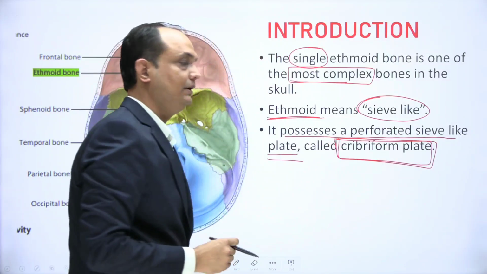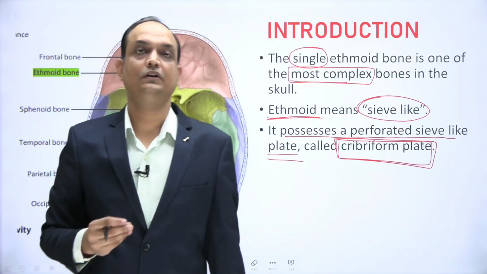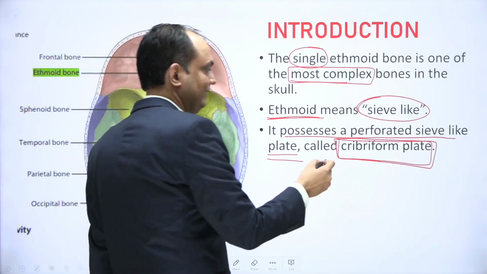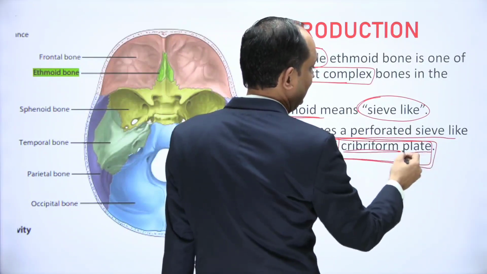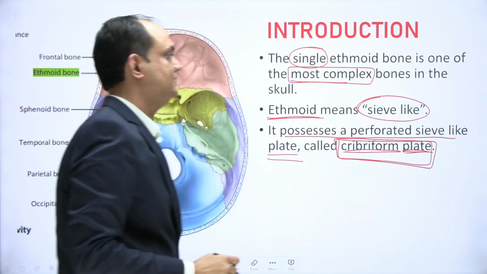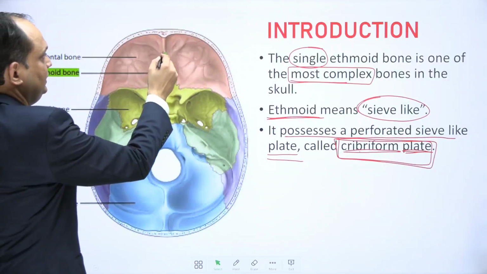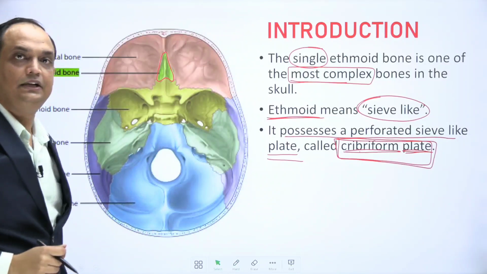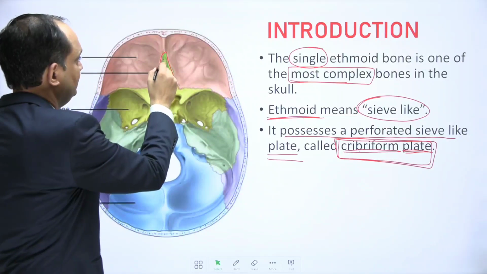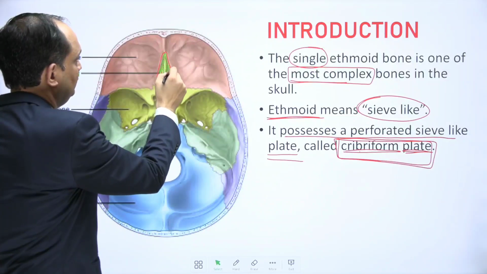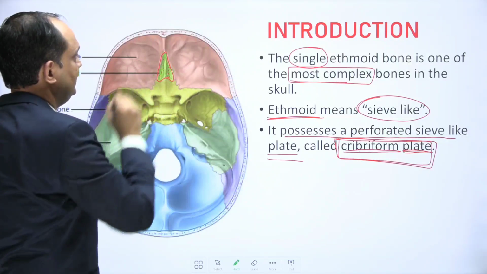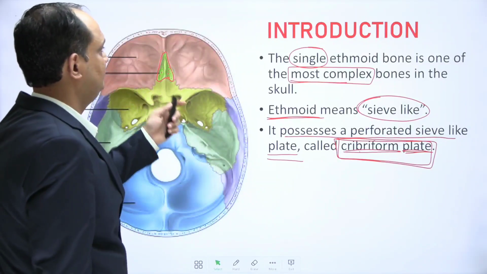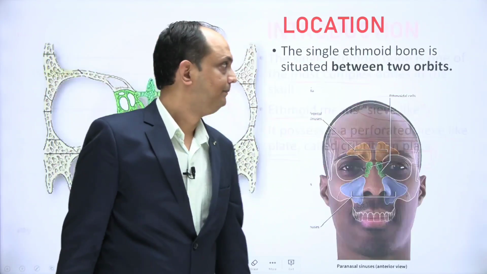You know the word cribriform comes in the front of the thigh, where you have the cribriform fascia. In the same way, here you have the cribriform plate, and cribriform means a sieve-like structure. You are able to see it in the cranial cavity, in the floor of the anterior cranial fossa, where you have multiple small perforations, a sieve-like appearance, known as the cribriform plate. Because of this sieve, the word ethmoid comes.